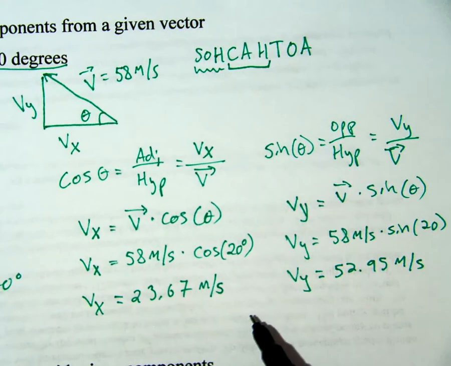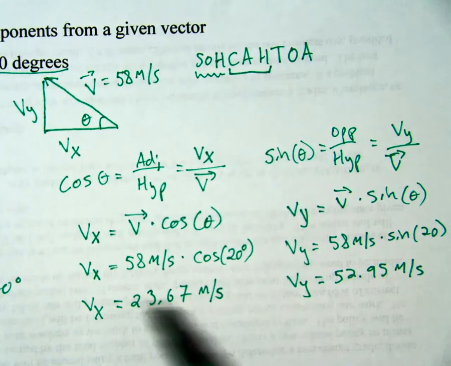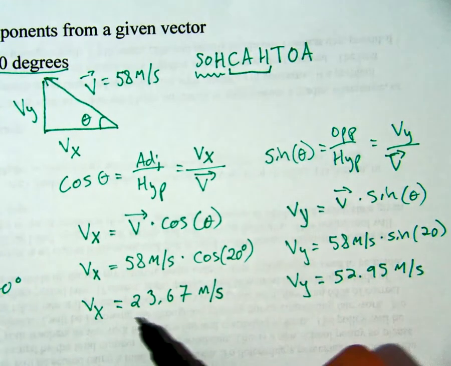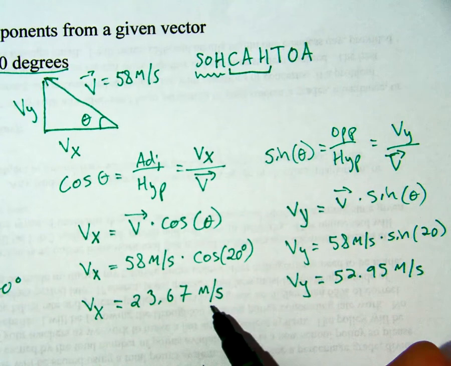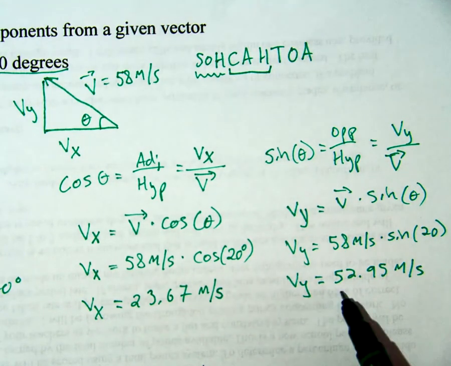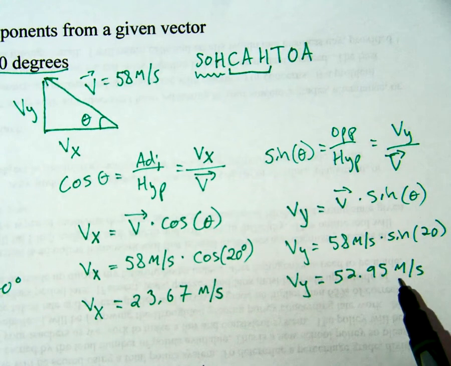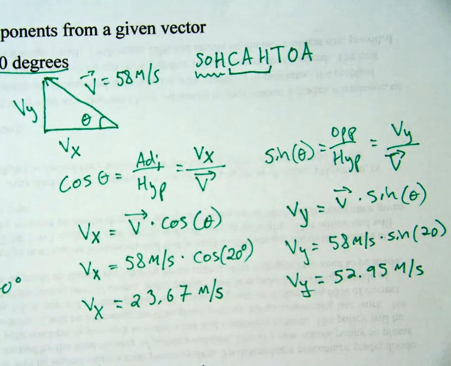Now, vx and vy are technically two vectors on their own. However, the subscript lets you know your direction. So our magnitude is 23.67 meters per second, but our direction is in the x direction. Same thing with our y. 52.95 meters per second is the magnitude, and the y lets us know it's in the y direction. So these components are technically vectors, but they're vectors in the x and y directions.